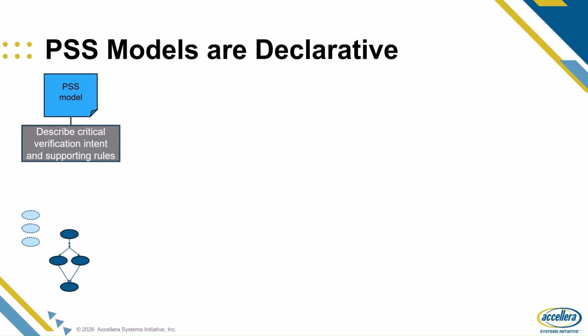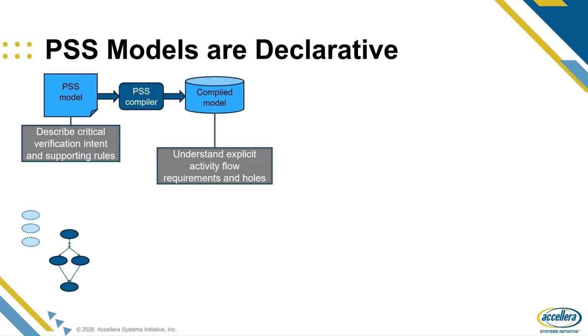Now let's step back and look at the big picture. PSS models are declarative. This means that a PSS model describes your verification intent, including the rules the solver will need to generate legal scenarios that match your intent. The model gets compiled into an intermediate format that represents your intent and identifies the holes that need to be filled to make the scenario legal.